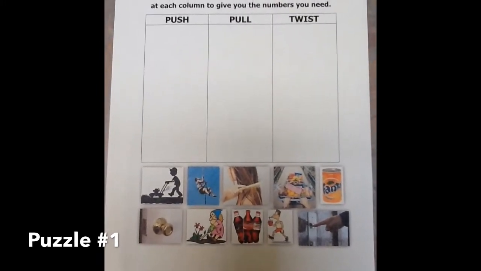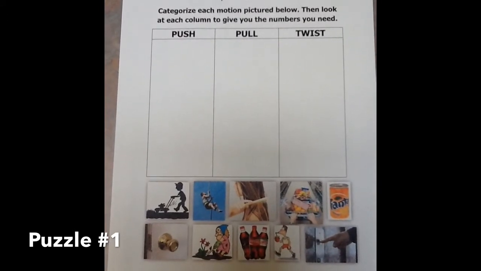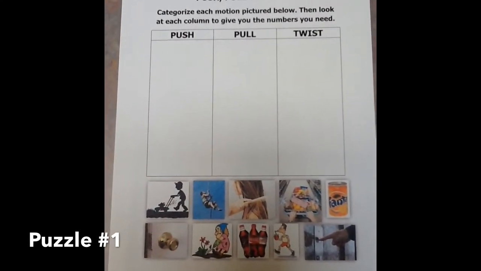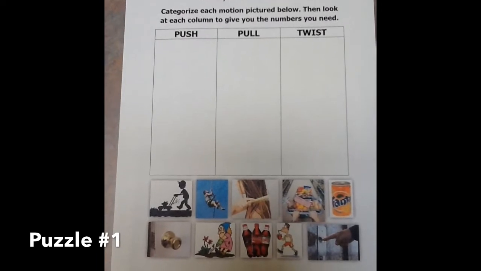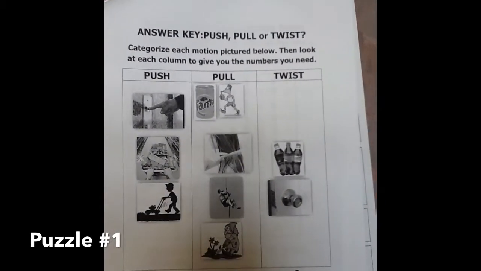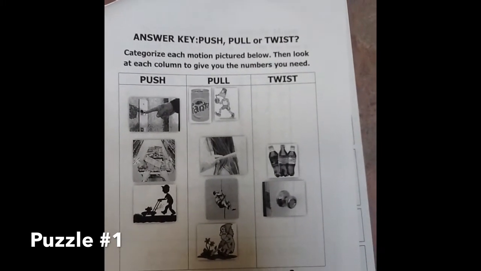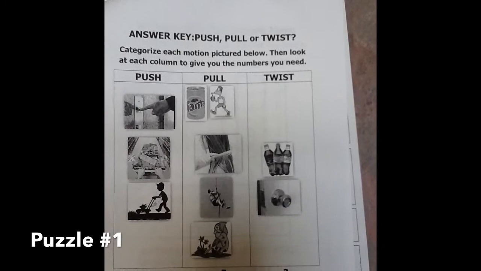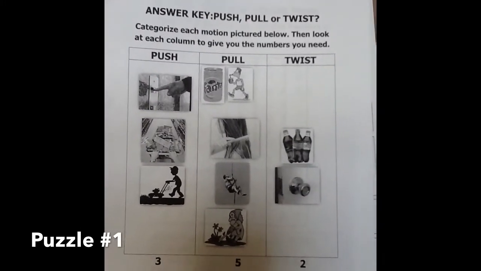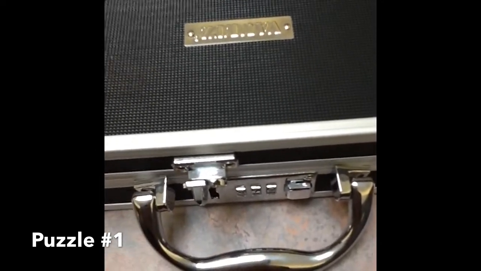Students can either use scissors and cut out each image to put in the correct column, or they can simply use a pencil, drag, or just draw lines to each of the columns. So it should look like something like this, where they figure out that 3 of the items are push, 5 of the images are pull, and 2 of the images are twist. That 3-digit code they will use for our 3-digit pencil box.